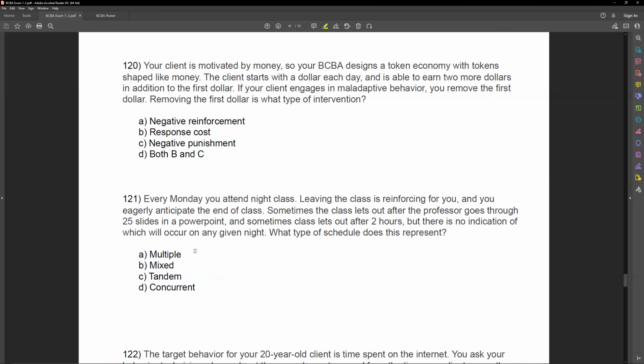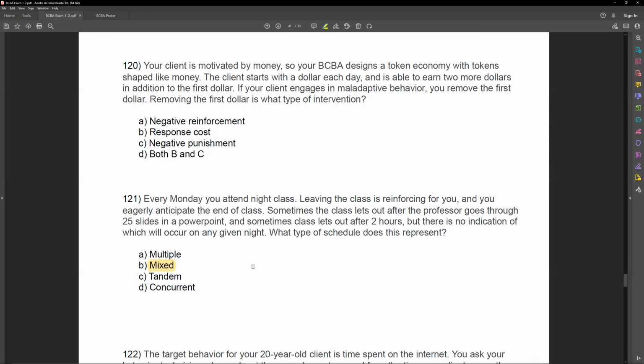So that leaves us with multiple and mixed. Now, multiple and mixed share all the characteristics except for one, which is what? Well, one is signaled by an SD and one isn't. And that's the key here, because here there's no indication, no SD, of which reinforcement schedule you'll be using. We know multiple has an SD that signals which reinforcement schedule is available. Mixed doesn't. Therefore, mixed is going to be our answer.